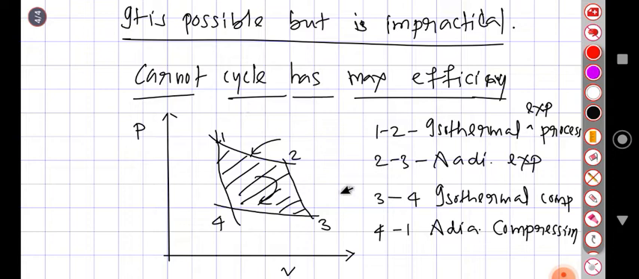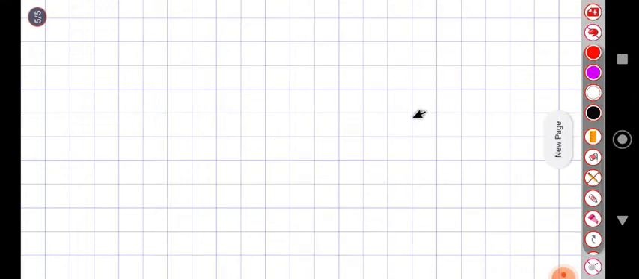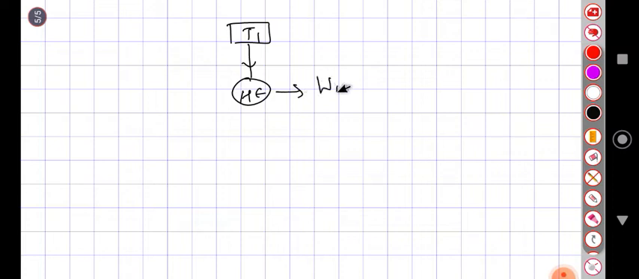So, see now, in the reservoir, what remains constant? Let me go to the next page. Earlier we have seen this is the reservoir T1, right? The heat flows from this to the heat engine, right? This is the heat engine, and we are getting the net work here, okay?